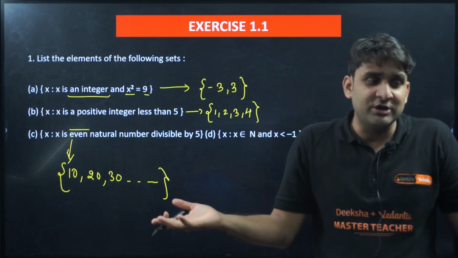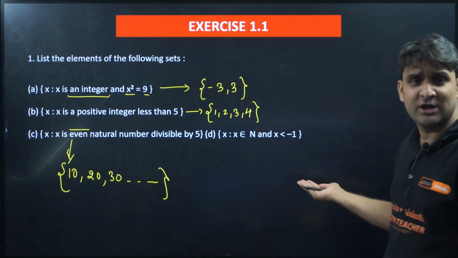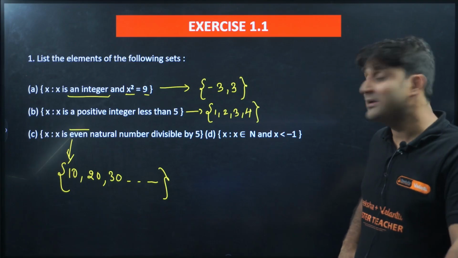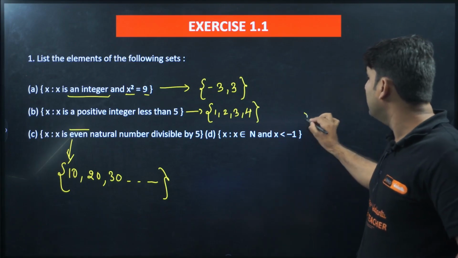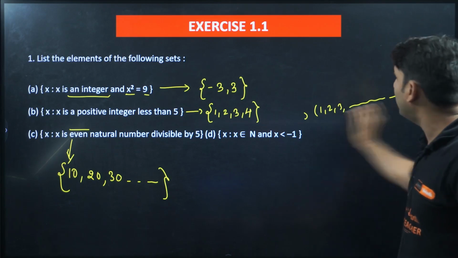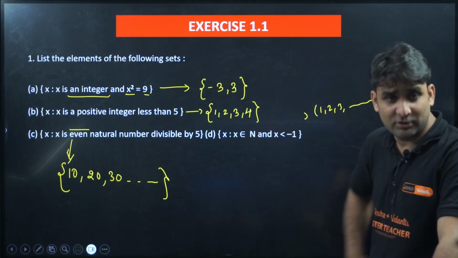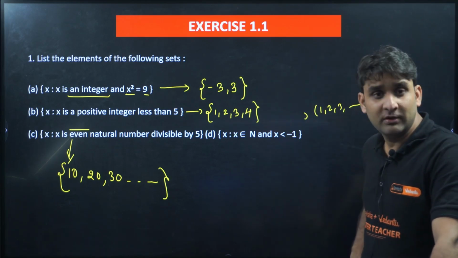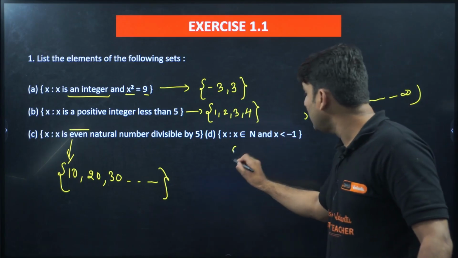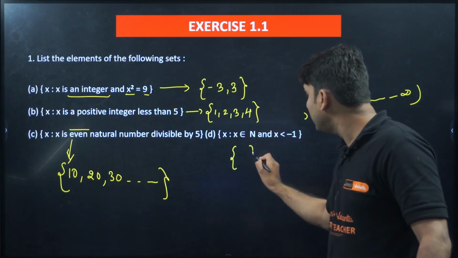There is no such natural number which will be less than minus 1. Not possible, because all natural numbers start from 1, 2, 3 and go to infinity, positive. There is no negative natural number. So this is not possible, and if this is not possible, there is no answer. So the result will be an empty set.